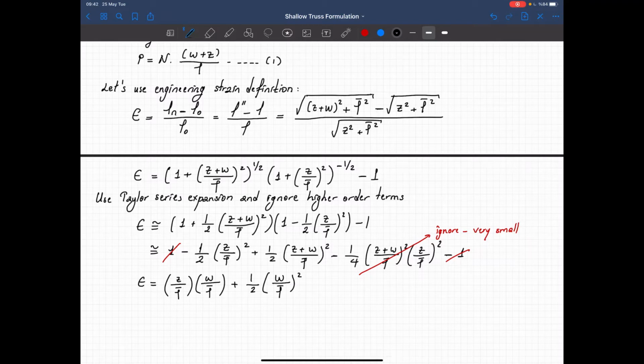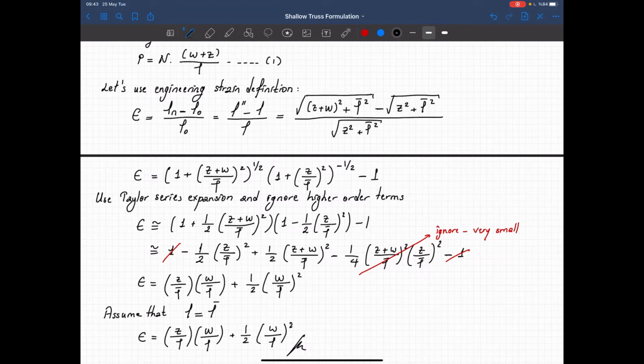Okay. Now to further simplify it, I'm assuming that the initial crookedness in that truss element is small. We say that L is equal to L hat. Then epsilon will be equal to Z over L, W over L, plus 1 over 2 W over L squared. So that will be the strain definition.